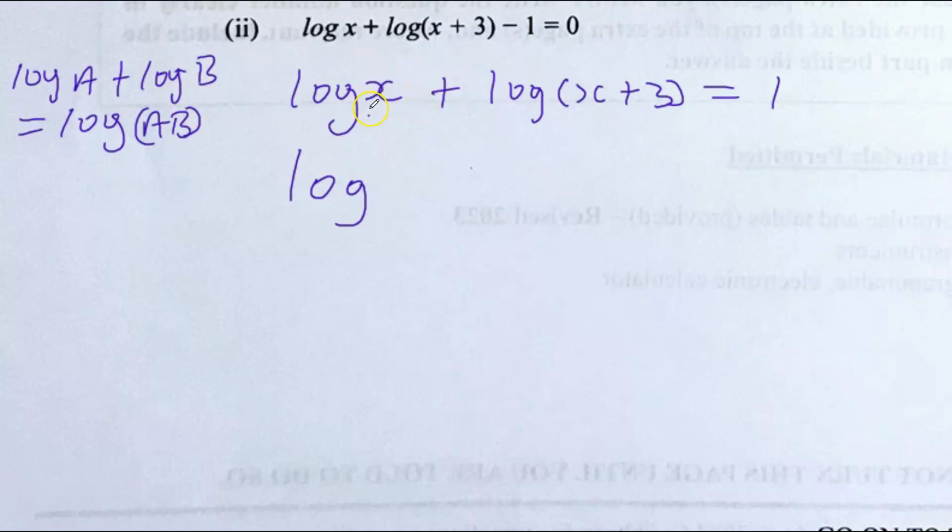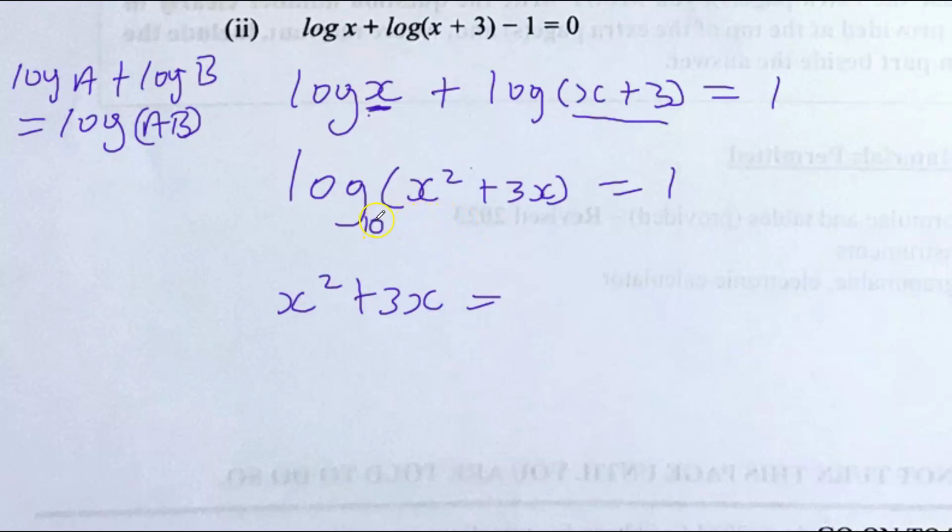So x will be like the A, and x plus 3 will be like the B. Combine them by multiplying. So we multiply x times x plus 3. That's x squared plus 3x, since x times x is x squared and x times 3 is 3x. It's equal to 1. Now, we're not given a base for the log, so we assume it's base 10. Again, we convert the logarithm into exponent form. Take the base, what's in the bracket, x squared plus 3x.